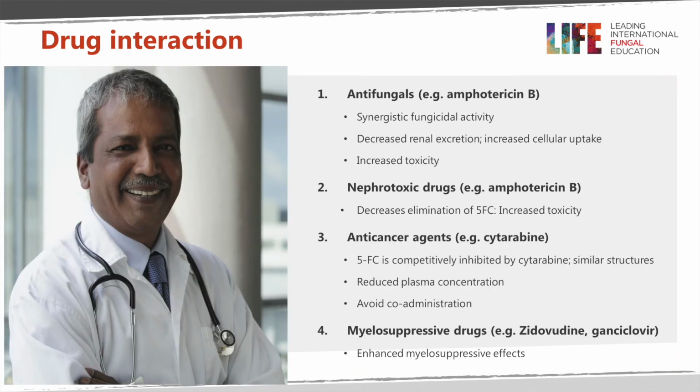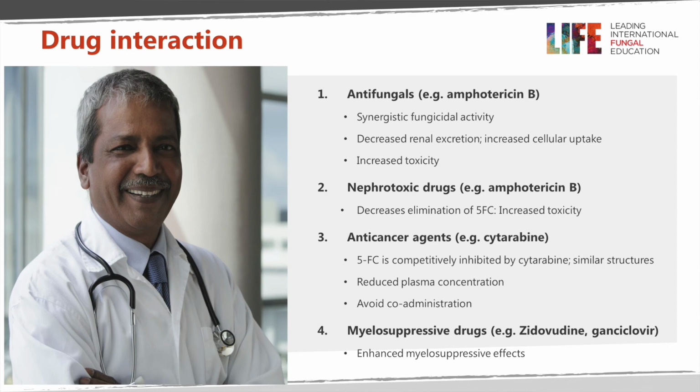Then drug interactions. We have few drug interactions with flucytosine compared to the other antifungals. So I've already talked about the synergy between amphotericin B and flucytosine, and that there is decreased renal excretion, especially because amphotericin B can cause renal injury. And so because of that, the excretion of flucytosine, which is exclusively excreted renally, will be decreased. And because of that, you are likely to increase toxicity. Then other nephrotoxic drugs, not only amphotericin B, but other drugs, maybe anti-cancer drugs like paclitaxel, also decrease elimination of flucytosine, and that still increases toxicities.